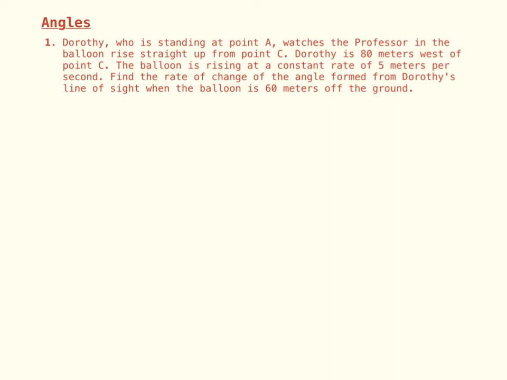All right, so the first thing I want to do, obviously, is get a picture of what's happening here. Okay, so we're talking about these points A and C and Dorothy and the balloon. There are some key sentences in here that tell us Dorothy is 80 meters west of point C. So I'm going to start with the point C, and that's where the balloon seems to have been launched from. Dorothy is 80 meters west of that. So this is 80. Okay, so this is where Dorothy is.